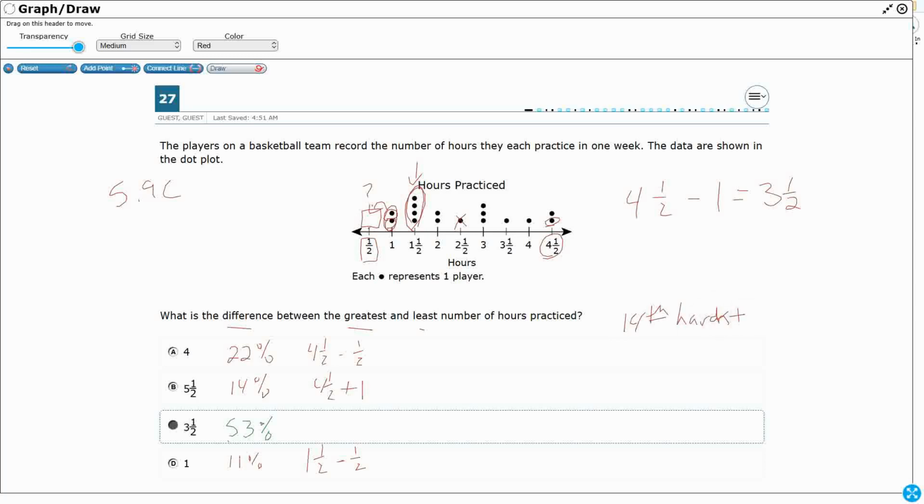And so even though reading a dot plot is not new for students, we start that in 3rd grade, and this is a fairly straightforward item. We did have to deal with recognizing range, subtracting mixed numbers and whole numbers, and then obviously we had that big trick right there as to understanding that 1/2 is not necessarily represented in the data set.